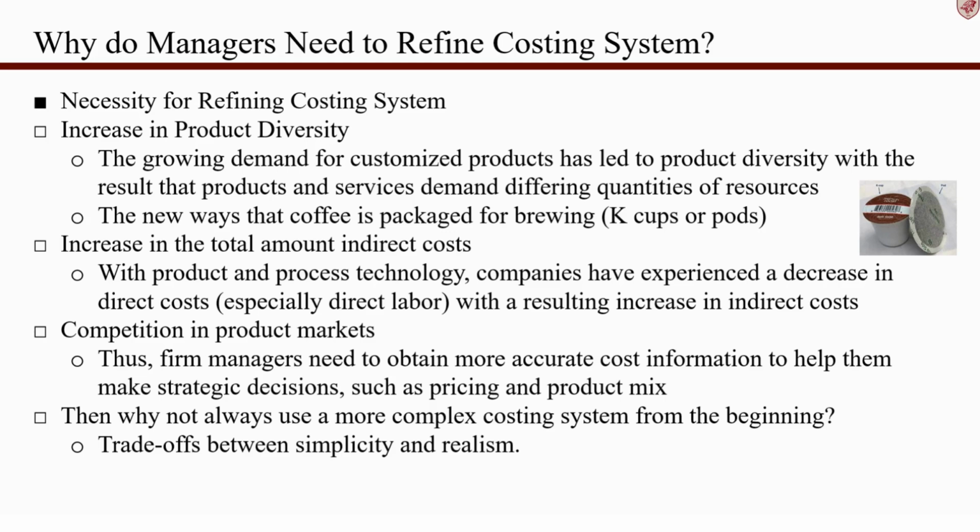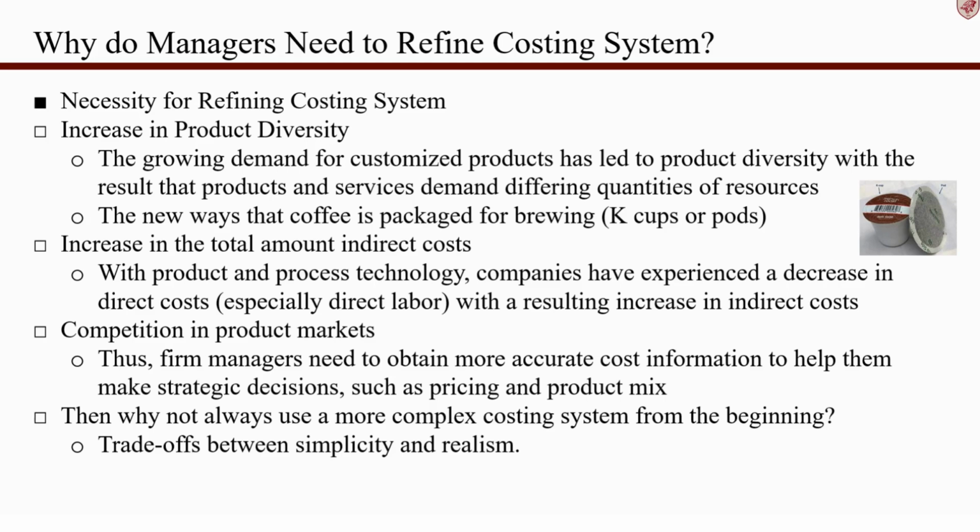Even for, let's say, packaging of coffee, there are so many different ways to package coffee, right? Either you can package in a K cup, as you see on the right hand side, or a K pod, and in each different way, different types of resources are consumed. When I talk about resources, I am mostly talking about the manufacturing overhead resources, right?